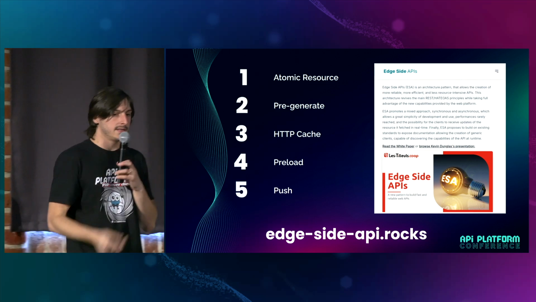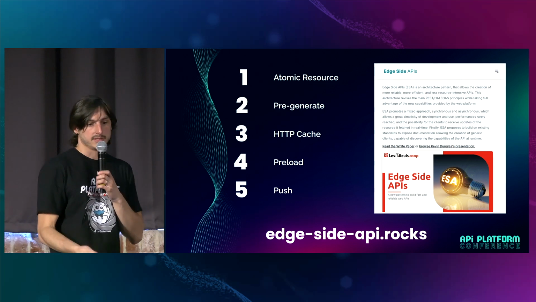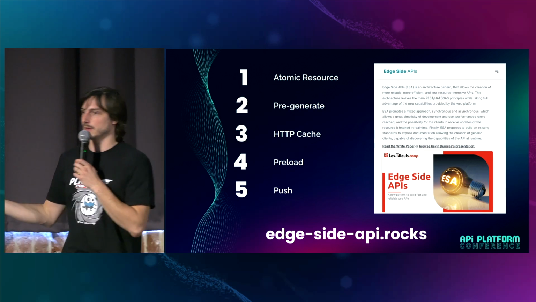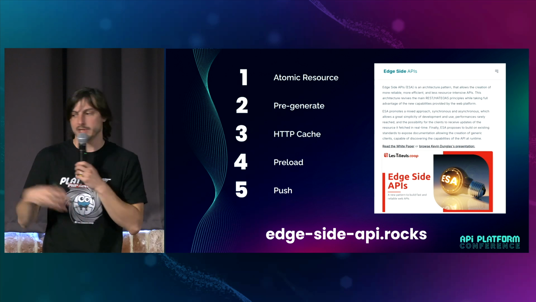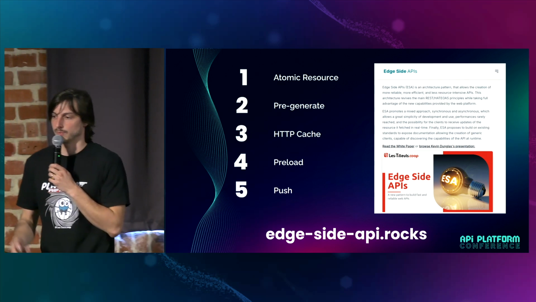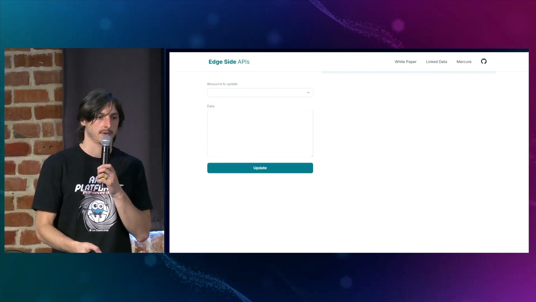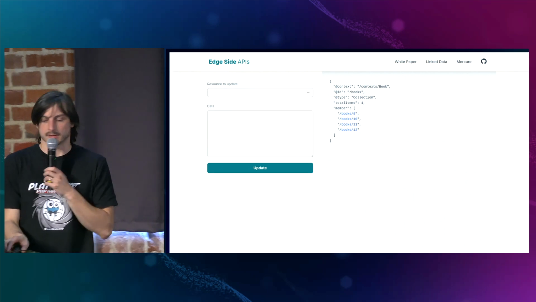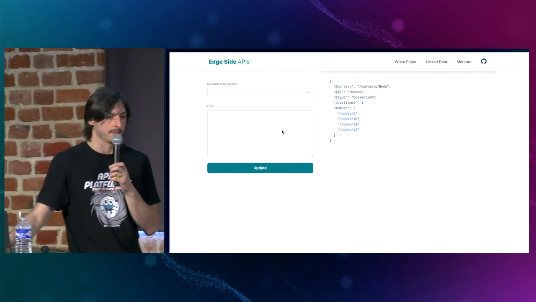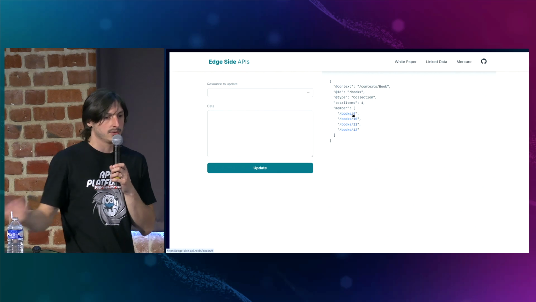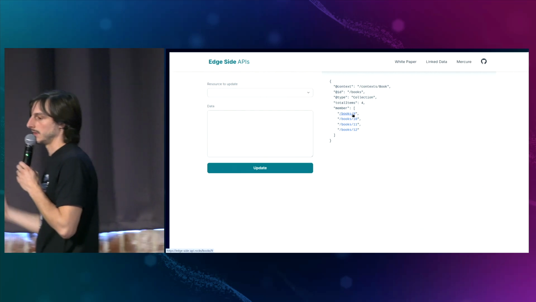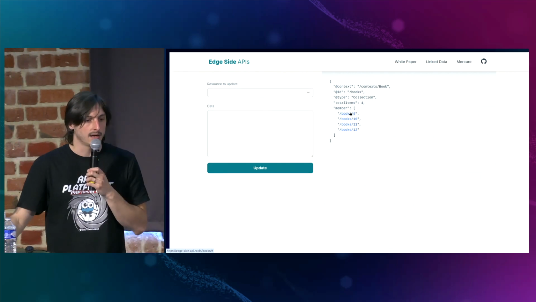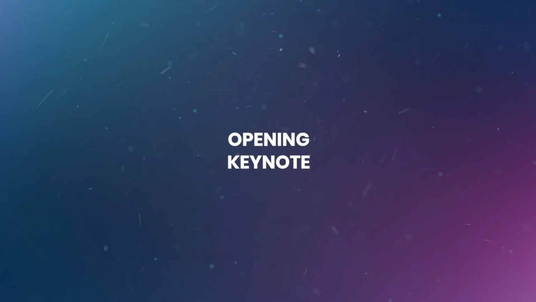The idea is to have atomic resources to pre-generate the more you can. Use HTTP cache, preload the data, and push what you can. So I prepared a small demo here. I hope it's not too small. You see that on the right side, I have this JSON object representing a collection of books. Let me just play a little bit with that, then I will explain each part.